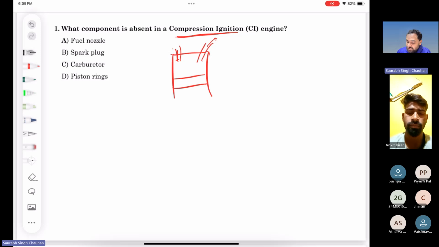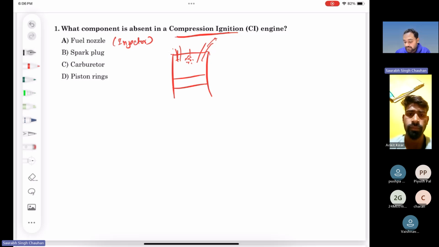So what you should have is a fuel injector, right? Because you are injecting the fuel in the hot air. So the fuel nozzle or injector will be there, and it is there in the compression ignition engine. Do you need any spark plug? We don't need any spark plug because air is already very hot, and the temperature is more than the auto ignition temperature of diesel. What is the auto ignition temperature? That probably we'll learn in the upcoming lectures. The air is very hot and the fuel auto ignites.